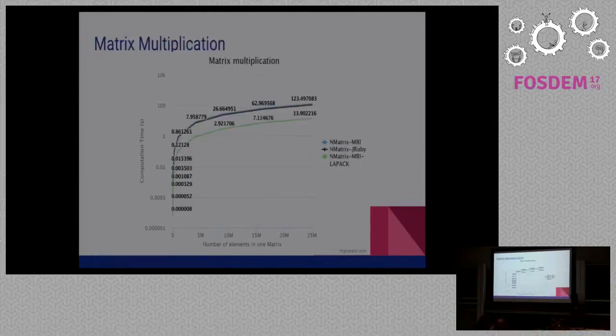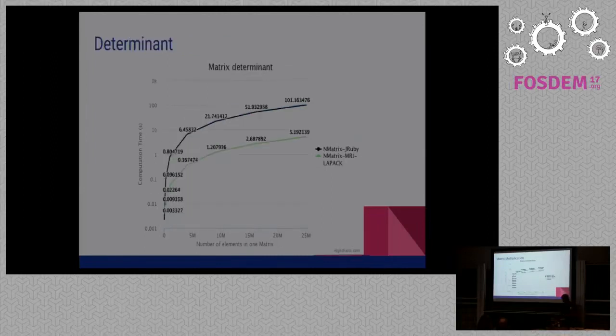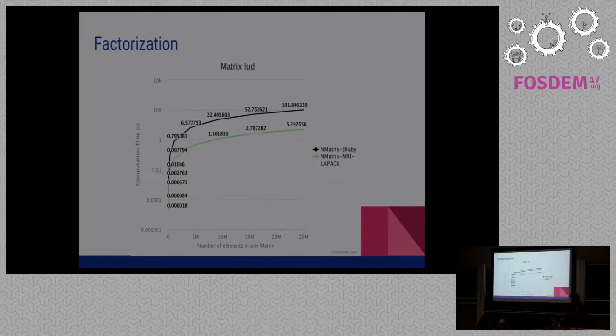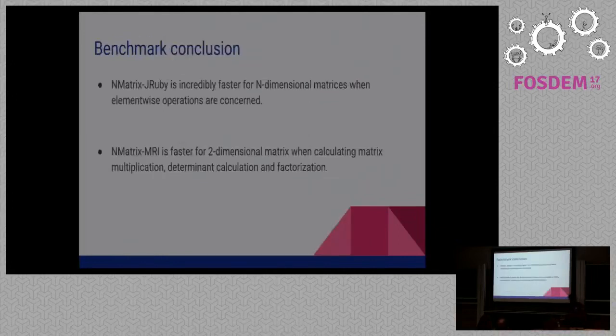For matrix multiplication, NMatrix JRuby loses to NMatrix CRuby or MRI, because we definitely don't have Fortran libraries for this, and any Java code can never beat a Fortran code. Even though we have jitting, and this code will get improved after running a lot of loops, it still does not get better than Fortran. Similarly, for determinants, it's again 20 times slower. For factorization, it's the same, 20 times slower.